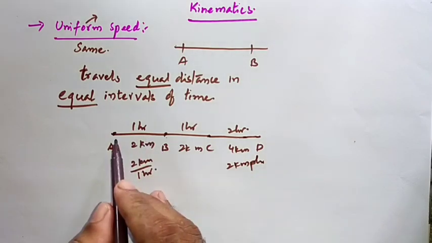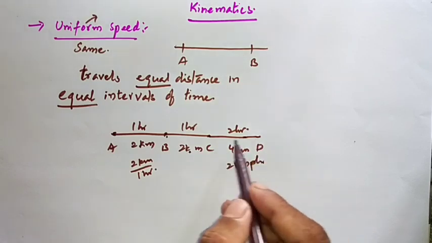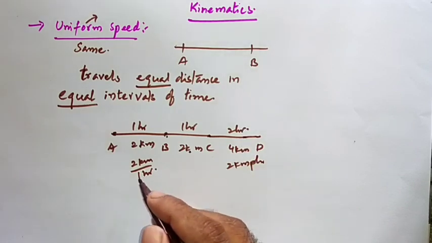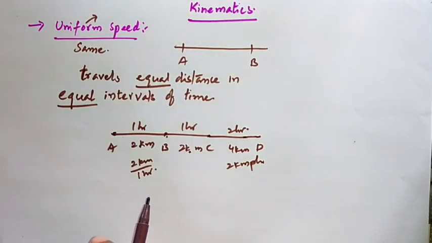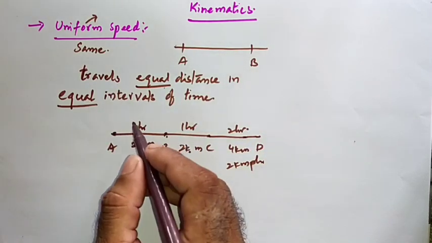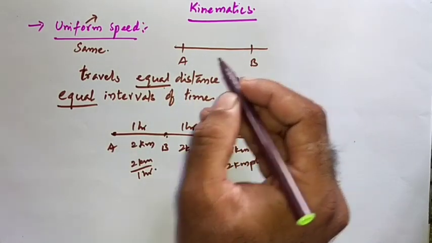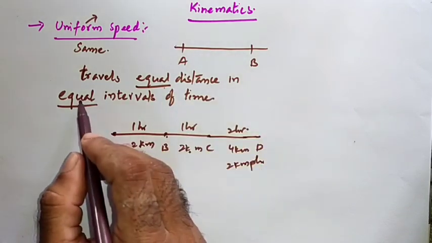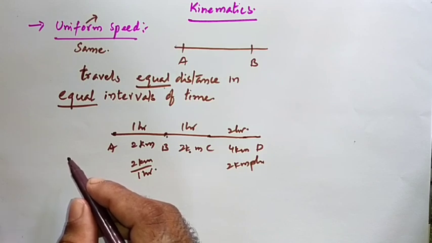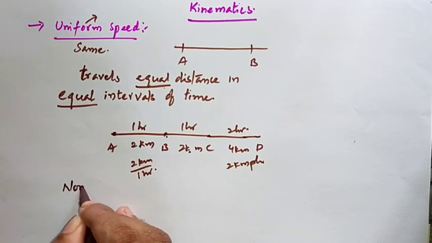See here, it covers equal distance, 2 kilometer, 2 kilometer, in equal intervals of time. Here also it is covering 4 kilometers in 2 hours, means 2 kilometer in 1 hour. So we can say the body has uniform speed. Similarly, if it travels 5 meters in 2 seconds, next 5 meters in 2 seconds, next 5 meters in 2 seconds, it has to cover equal distance in equal intervals of time. Then we can say that the speed of the body is uniform. Understood? Next, when can you say that it is non-uniform?